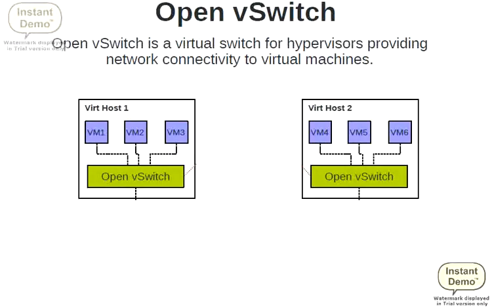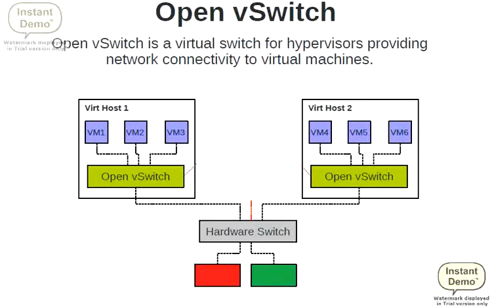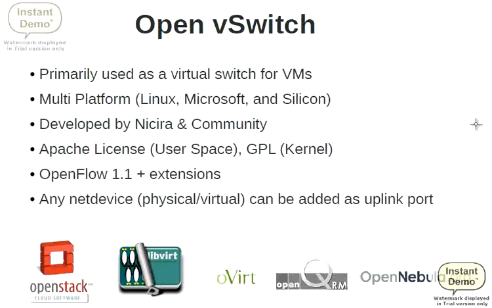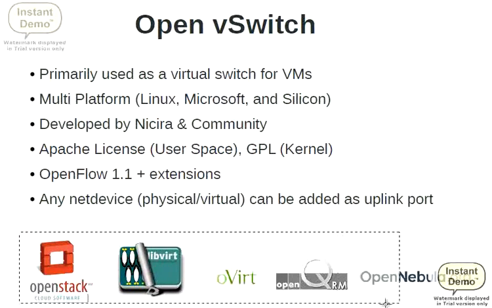Now we discuss the Open Virtual Switch. The Open Virtual Switch is a virtual switch for hypervisors providing network connectivity to virtual machines. Here virtual host 1 and virtual host 2 both have a number of virtual machines which are connected with a hardware switch, and both Open vSwitches are controlled by one single controller, and each switch is connected with the OpenFlow protocol. Here the Open Virtual Switch has main characteristics you can see on the screen. It is primarily used as a virtual switch for VMs. It has multi-platform support, developed by Nicira and the community. It also has the Apache license, user space, and GPL kernel, and uses OpenFlow version 1.1.